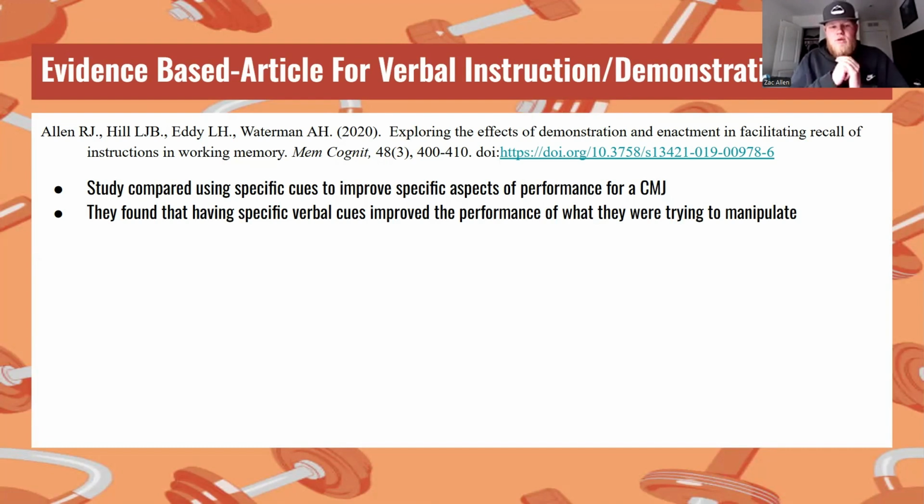And what they found was that the specific cues improved the performance of what they were trying to manipulate, which goes to show that when you're thinking of verbal cues, you need to be very specific as to what you're trying to manipulate in the movement.